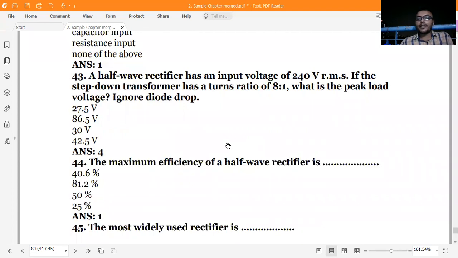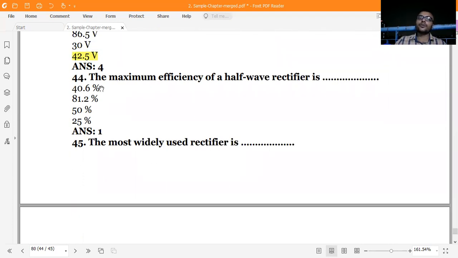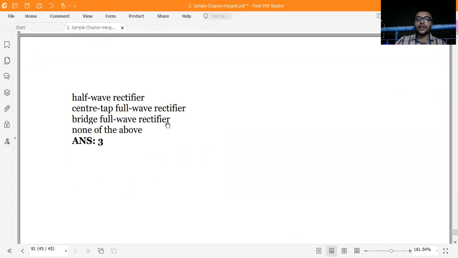A half wave rectifier has an input voltage of 240 RMS. If the step down transformer has a ratio of 8:1, what is the peak load voltage, ignoring diode drops? I will give the explanation after some time. The maximum efficiency of a half wave rectifier is 40.6%. The most widely used rectifier is the third one, the bridge rectifier.